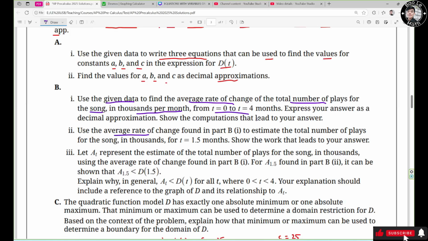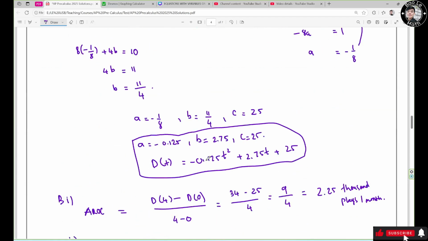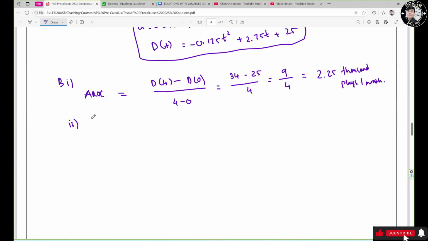Use the average rate of change found in part B(i) to estimate the total number of plays for the song, in thousands, for t equals 1.5 months. So you have the point-slope form formula y equals m times (s minus s1) plus y1, right? Now we're going to pick the point (s1, y1) equals (0, 25).